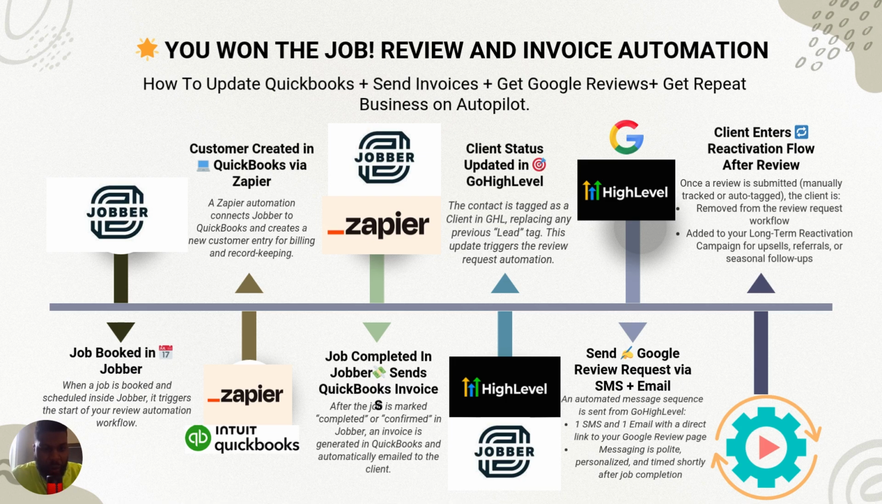All right. Now, once the job is completed and it's sent that invoice, what's going to happen next is High Level is going to get updated. They're going to change the client status. They're going to add a tag that says this person's now a customer. And what that's going to do is say, hey, I'm going to text them or email them a link to get a Google review. And once I send them that, I'm going to wait for about 30 days. And then they're going to enter what's called the reactivation flow.